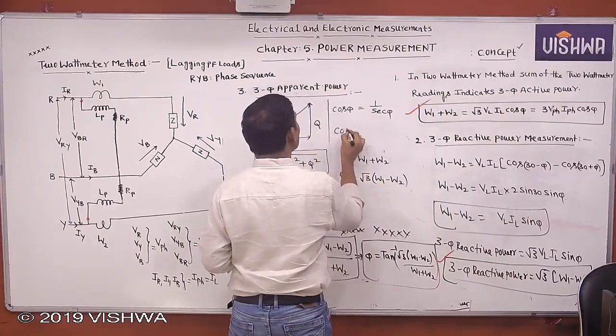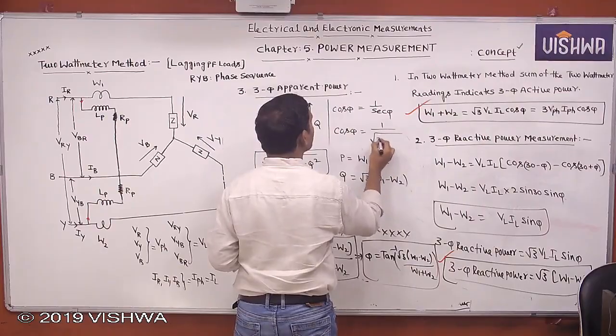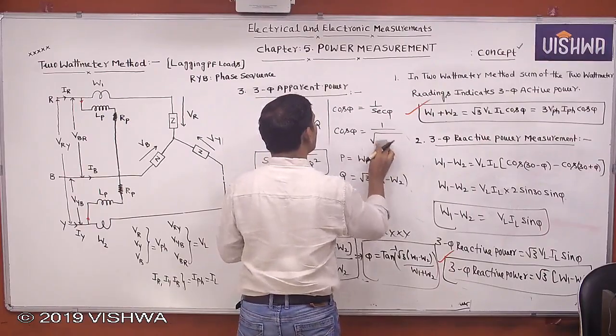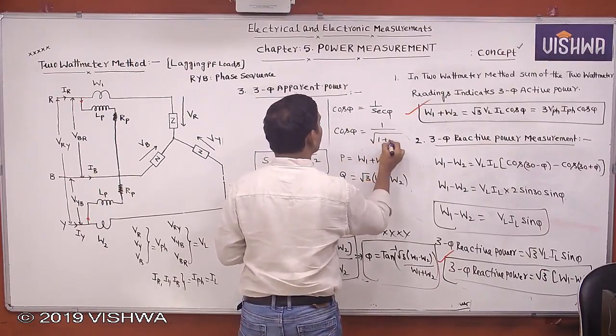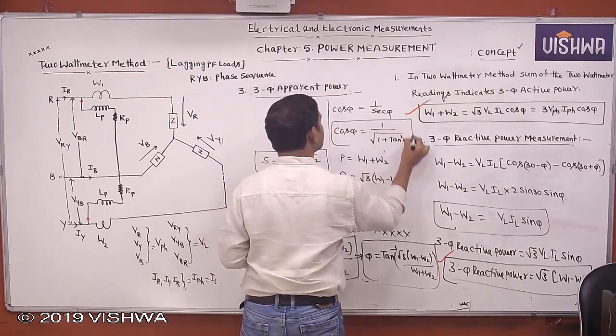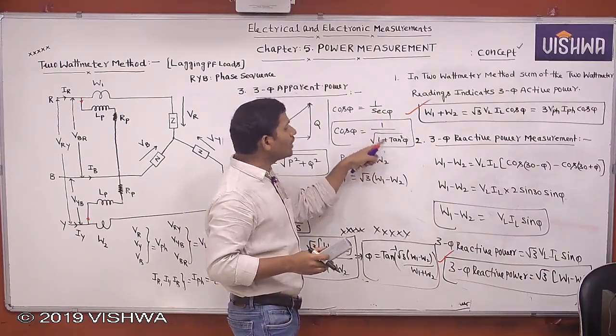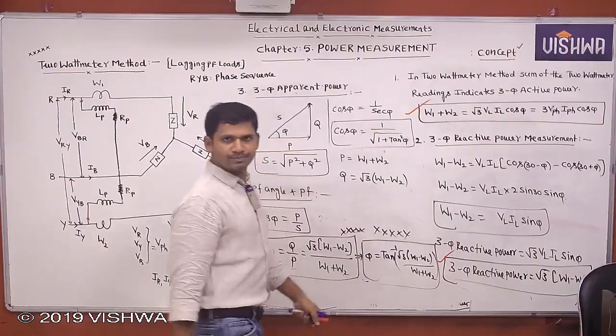Then cos phi is equal to 1 by secant phi, in terms of tan phi, it is 1 by square root of 1 plus tan square phi. Using this also you can calculate the power factor. Secant phi, I am writing the formula in terms of tan: 1 by square root of 1 plus tan square phi.